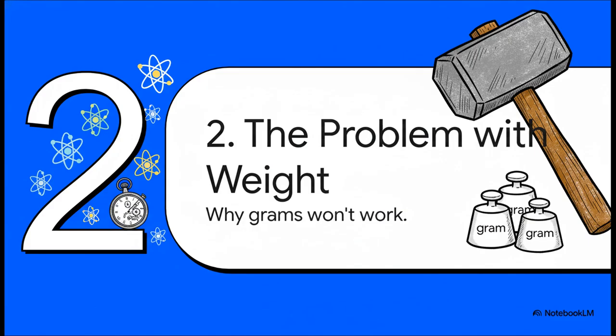So we know how to identify an atom. That's solid. But how do we weigh it? I mean, your first thought might be, let's just use grams, right? But for the atomic world, that's kind of like trying to perform surgery with a shovel. The tool is just all wrong.